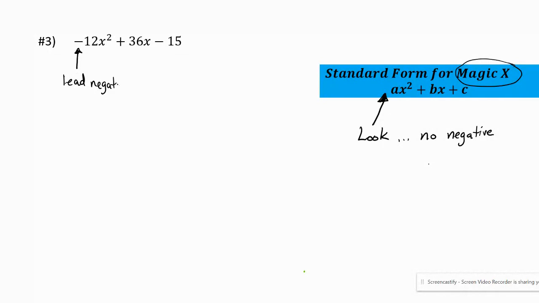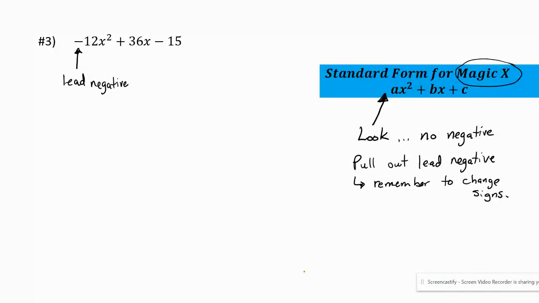So when you have a lead negative, you have to pull out the lead negative, because the reason why is you can't do the magic x with the lead negative. And when you pull out a lead negative, you have to remember to change signs.